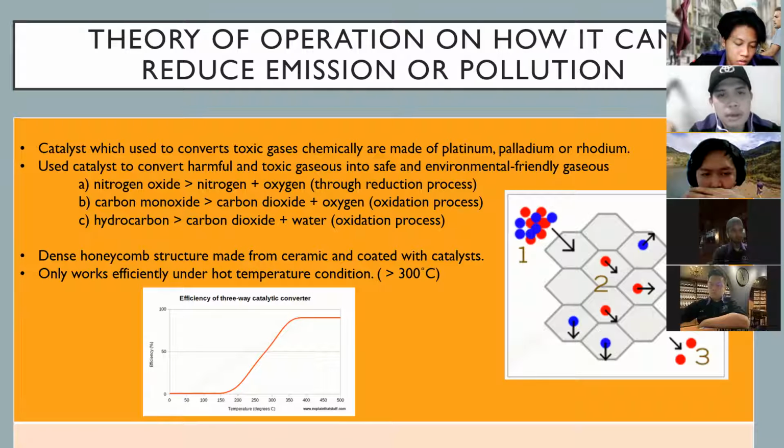Last, the only characteristic of the catalytic converter is that it only works efficiently when its temperature is high, which is around 300 degrees Celsius. If the engine has just started and is still cold, the catalytic converter has almost no function because it is unable to do the chemical conversion at low temperature. As we can see, there is a picture of a graph showing how efficient the catalytic converter can be at certain temperatures.